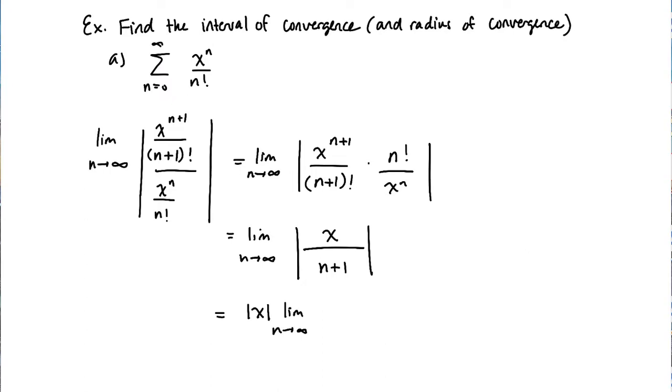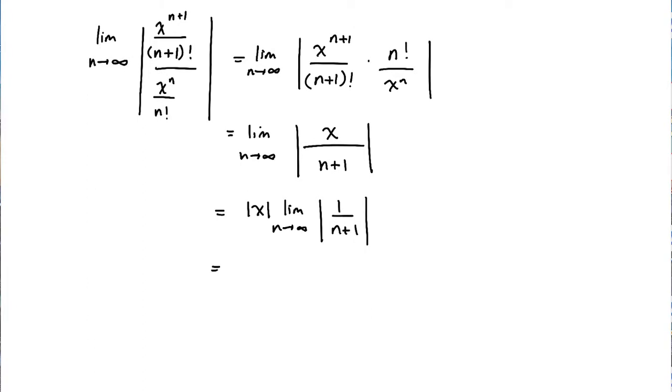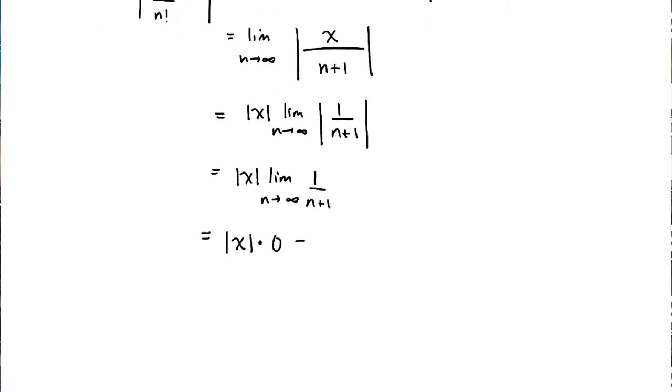And note that we're computing the limit as n goes to infinity of the absolute value of 1 over n plus 1. The absolute value bars, we don't really need them there because n is always positive. So this is equal to x times 0. Okay, so x times 0 gives me 0. And 0 is less than or equal to 1.